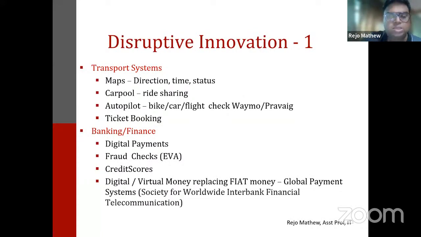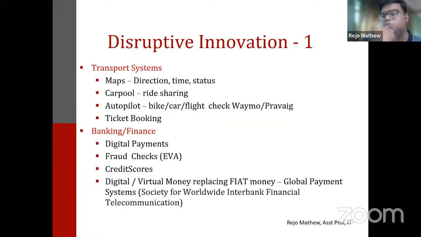So let me just give you some examples. We all use transport systems. We know about transport systems. For example, if you have to travel from one place to another, we generally depend on different maps. We have to go to, say, a railway station, a bus station, or airport, and look at the time and all. But now if you see with AI, what all things have changed.